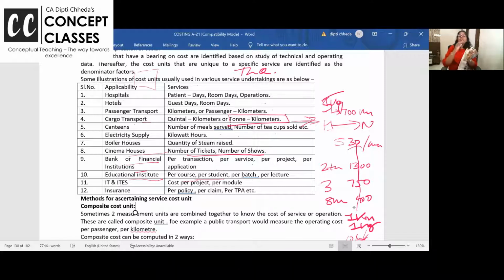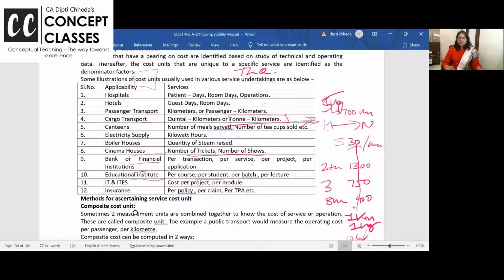Only thing is, if you join for 4 subjects, they have to issue you separate material and separate lecturers and separate AC and all, the electricity bill will increase. But the rent is the same, no? You got it or not? That's why educational institutes and all, they charge per course, per student, per batch and so on.